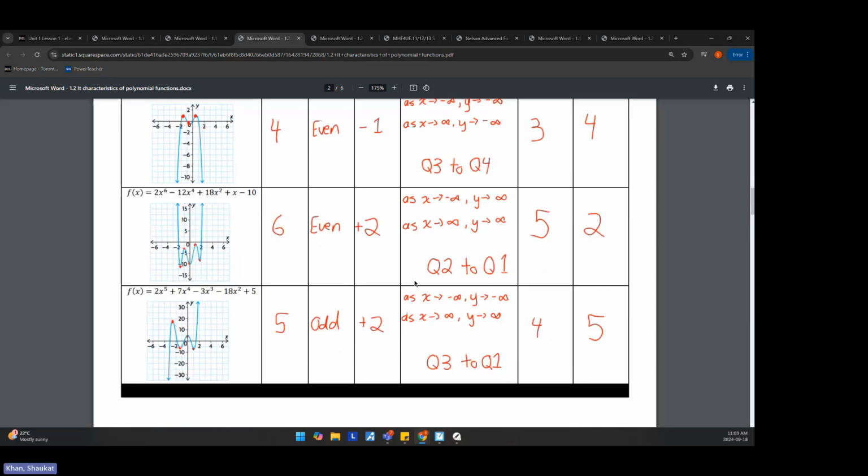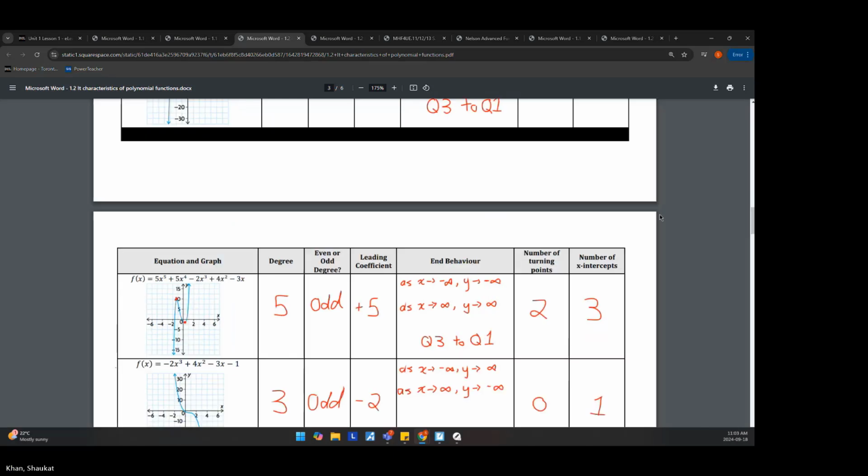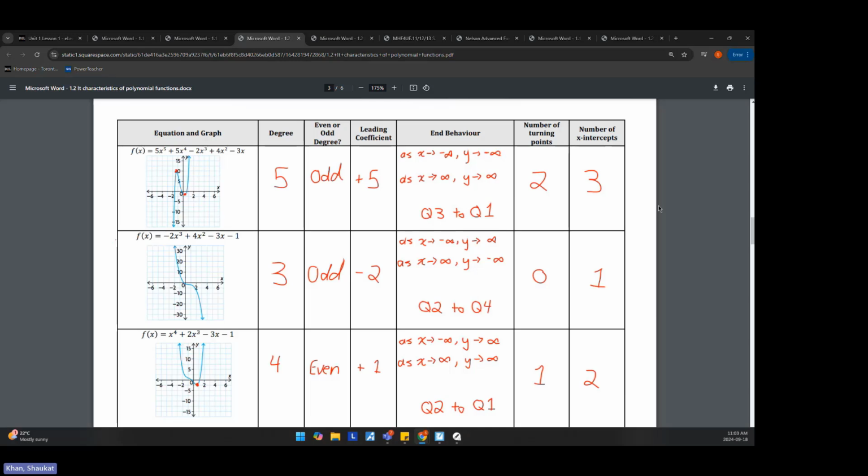I'm not going to go over this. It's basically very simple now. Just look at the exponent to see if it's an even number, then the leading coefficient, the end behaviors, and the number of turning points. And there are more examples of that. I don't think there's anything tricky here. They're all basically straightforward, just looking at the graph and determining the number of turning points and x-intercepts.